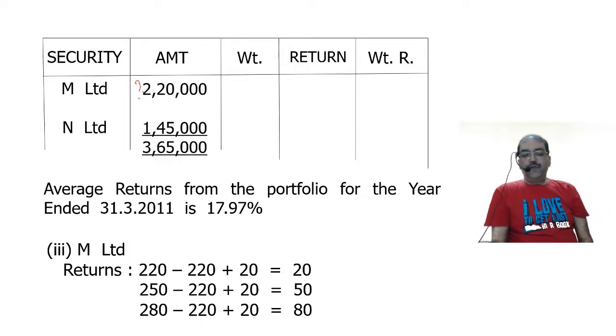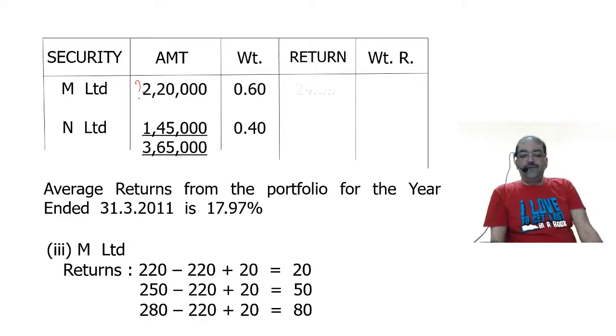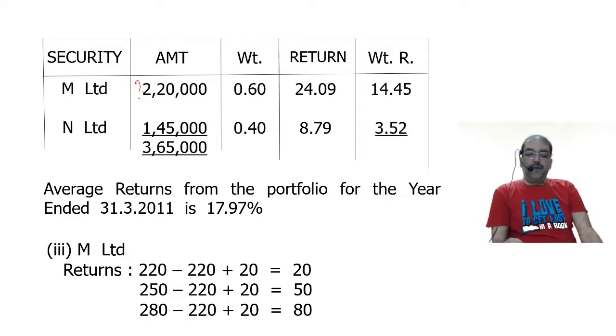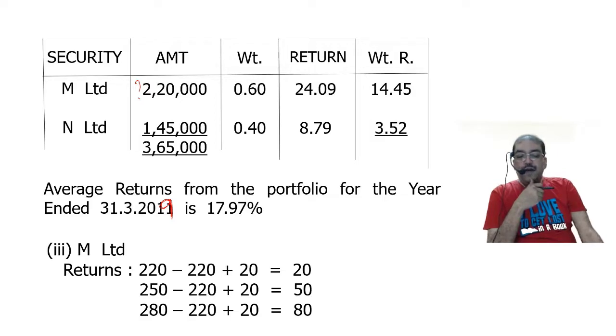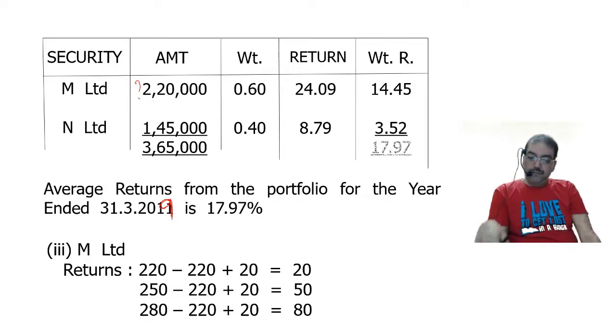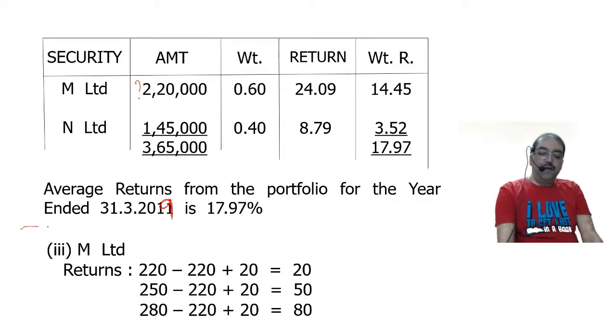1,45,000. Total investment 3,65,000. Weights will be 0.6 and 0.4. Returns 8.79, 24.09, 14.45 and 3.52. Right, like this. Average returns from the portfolio is 17.97%. Up till here is your second part.